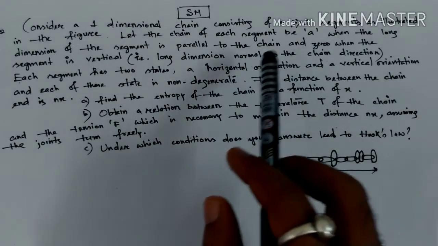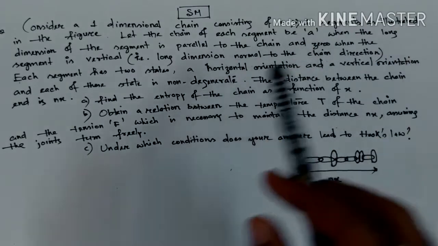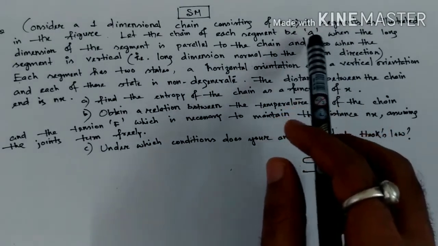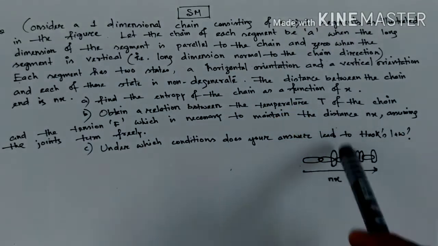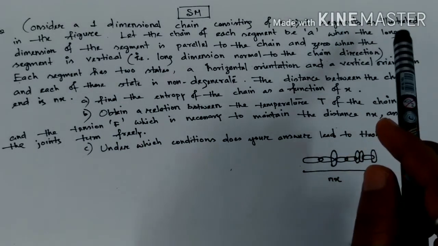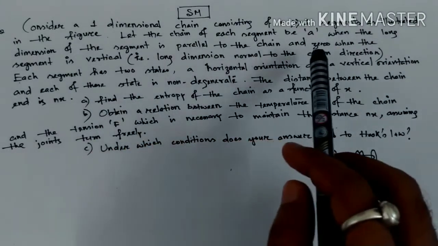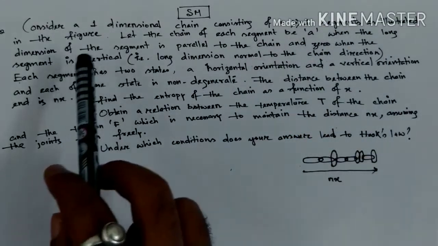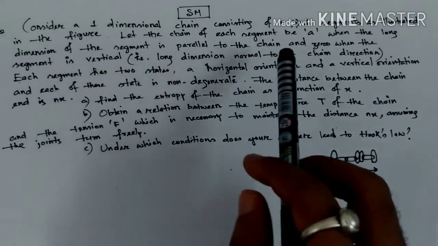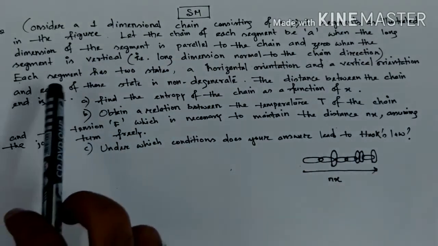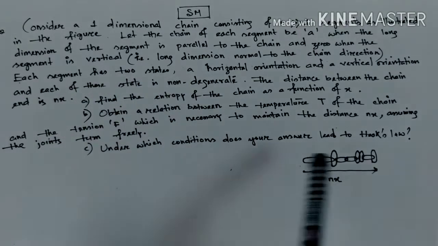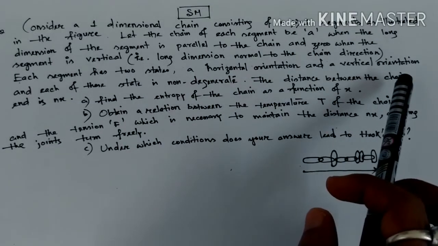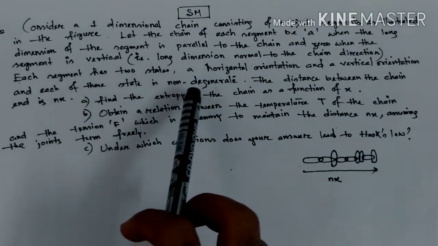Let each segment of the chain contribute length a when the long dimension of the segment is parallel to the chain, and 0 when it is vertical, that is, when the long dimension is normal to the chain direction. So each segment has two states, one horizontal and the other vertical. A horizontal orientation and a vertical orientation, and each of these states is non-degenerate.